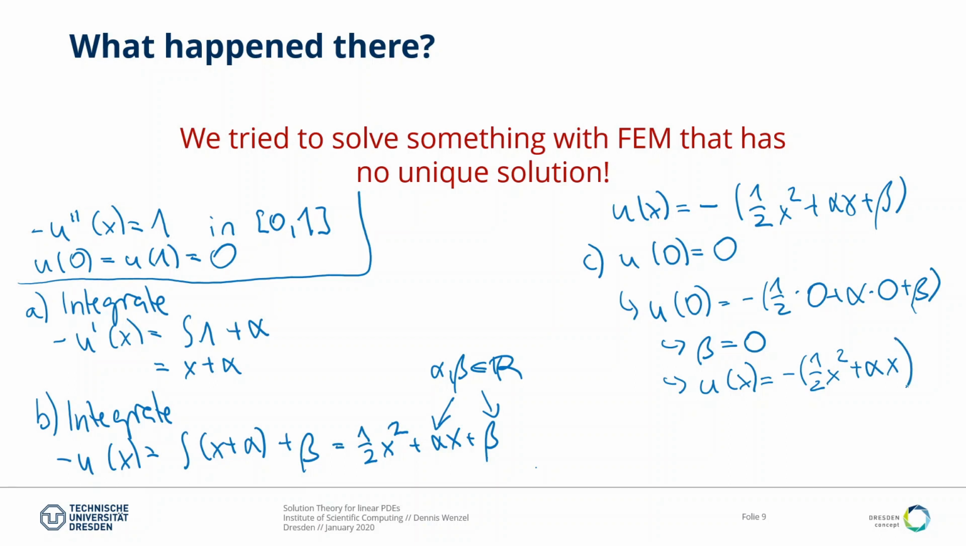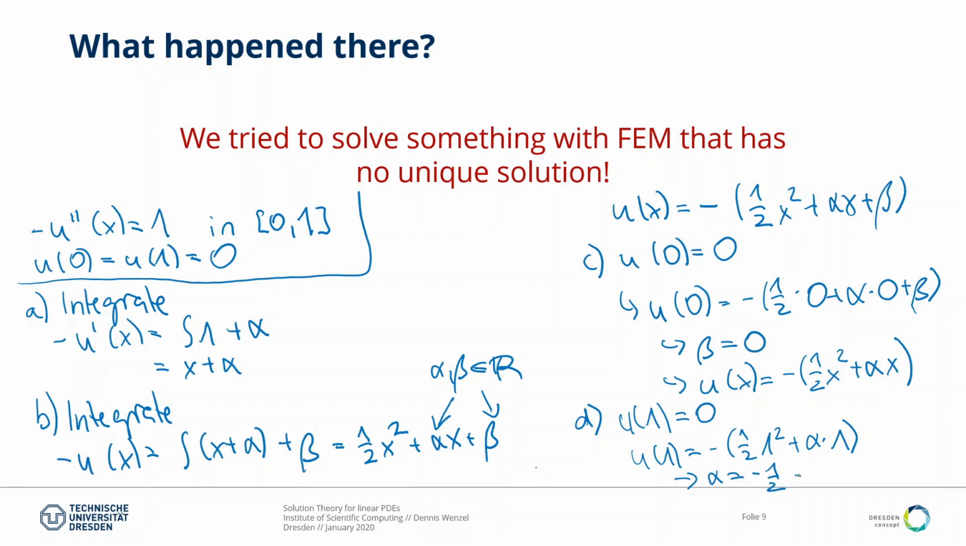Okay, so we come to the point that u of x is minus 1/2 x squared plus alpha x. And then, number two, you plug in the other boundary condition, u of 1 equals 0. And then you get u of 1 is now minus 1/2 times 1 squared plus alpha times 1. And then if this is supposed to be 0, you can pretty easily conclude that alpha has to be 1/2.